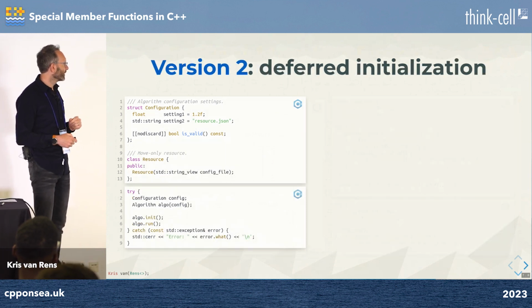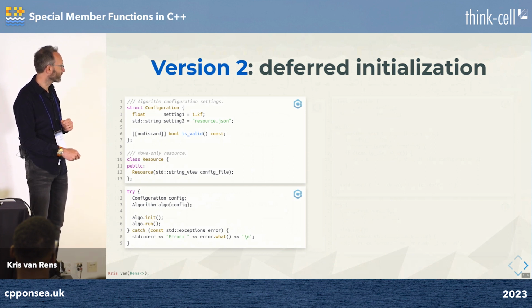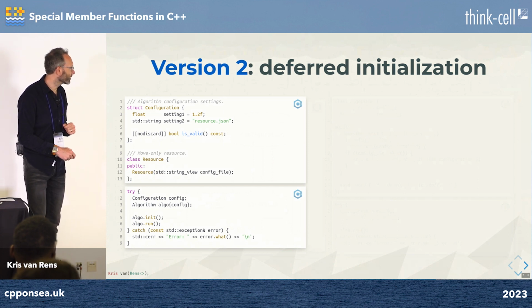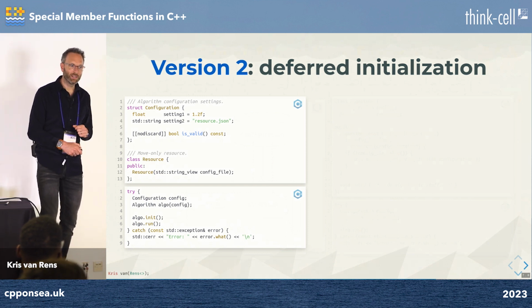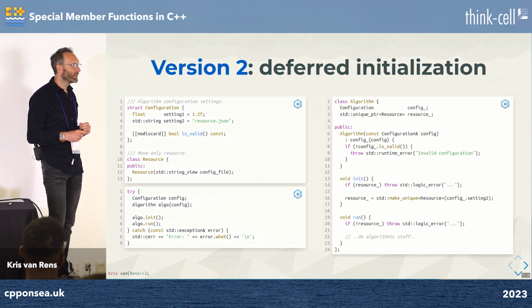So then we go on and we change the code, and we end up with something like this. So we have our configuration again, the algorithm, and then we initialize. So first we basically construct the algorithm, and then we initialize it, and then we run on it. But as you can see, we are already left with a handle to an algorithm that is not initialized yet, and where we could call the run function on. So this already poses some difficulty.